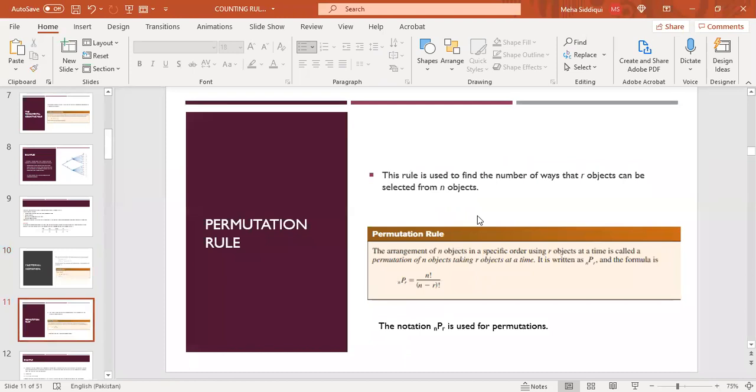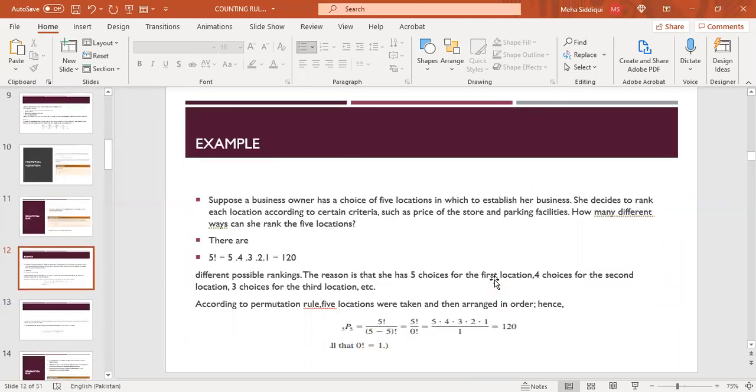Now, the permutation rule. This rule is used to find the number of ways that r objects can be selected from n objects. The arrangement of n objects in a specific order using r objects at a time is called a permutation of n objects taking r objects at a time. It is written as nPr, and the formula is n! over (n minus r)!. This notation is used for permutations. In this we have to remember that order is very important. We have to arrange the objects in a specific order, then we will apply this formula.